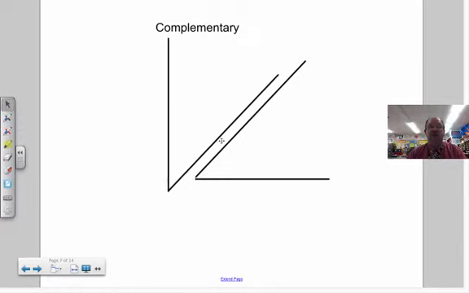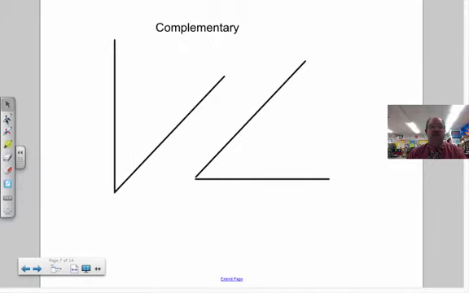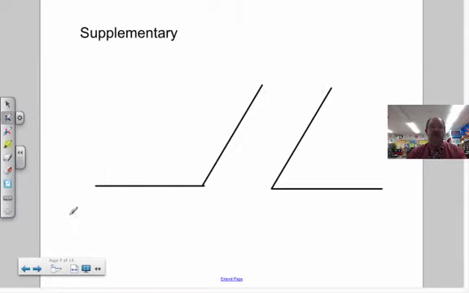Complementary angles. If I take two angles and I can put them together to make 90 degrees, that makes them complementary angles. I don't actually have to put them together. I just have to know that the two angles equal 90 degrees if I add them up. So, if this one was 30, that one would be 60, or 45 and 45. The two have to add up to 90 degrees.